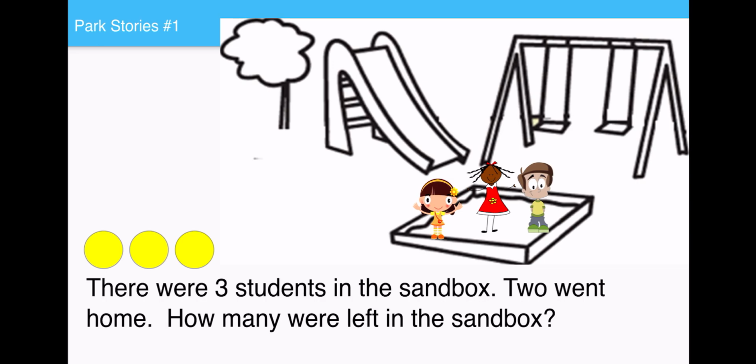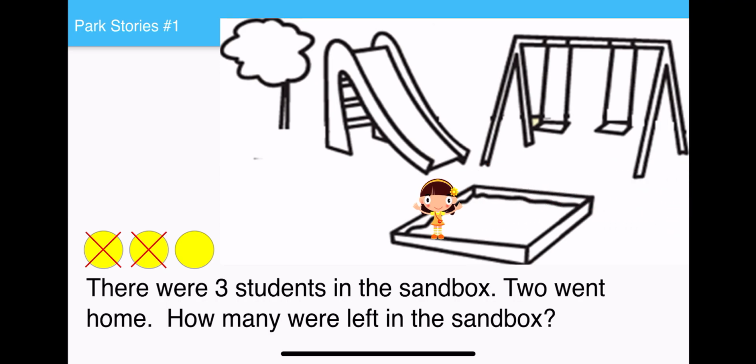Now, let's look again. It says 2 went home. So that means we have to say bye to 2 counters or 2 students. So what I want you to do, friends, is take 1 away. Ready? 1, push it to the left. I'm going to exit out. You're going to push it to the left. Now, let's take another one away. 2. Again, I'm going to exit out, and you're going to push it to the left. How many counters do you have left? Let's count it. 1. Good job. So that means there's 1 student left in the sandbox.